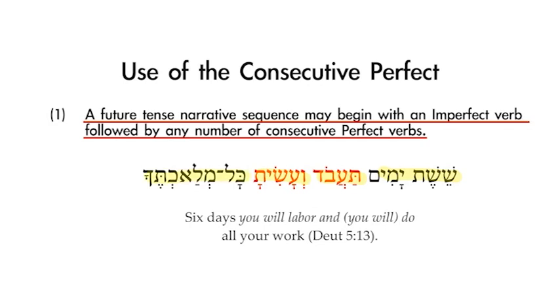Notice here that we have an imperfect verb followed by a perfect verb with waw consecutive, and they maintain the exact same aspectual or tense factor in English translation. You will labor and you will do. Both verbs are translated with the future tense in English, even though one of the verbs, the first one, is imperfect, and the second one is perfect. This is how Hebrew strings together consecutive sequences of action. The consecutive verbs function in a different way than the regular perfect or imperfect.